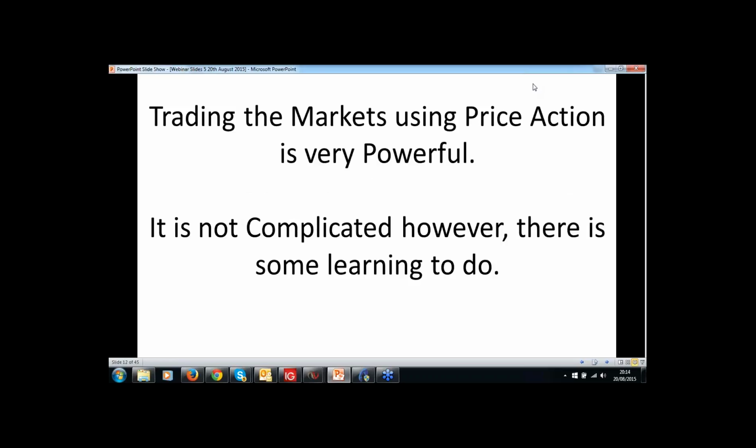Now, trading the markets using price action is very powerful. I've already said that. And let me start by telling you that it is not complicated. However, there is some learning to do. Yes, there is a little bit of learning. You're not looking for a pinhead in the middle of a haystack, far from it. But to learn what it is actually telling you to do and the different scenarios and setups, there's a little bit of learning. But once you get it, once you grasp it, it's there forever.